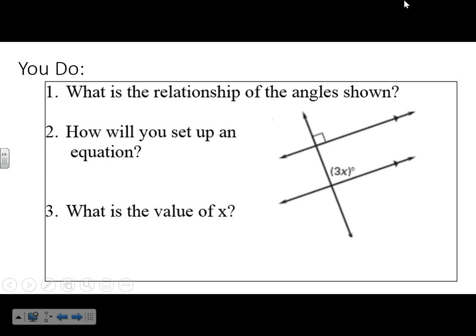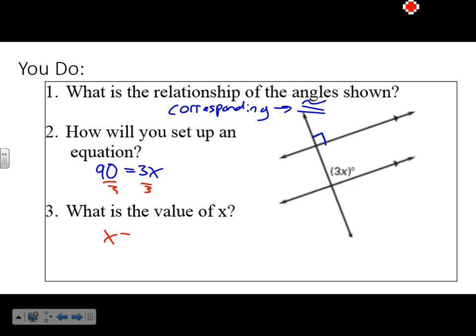So the next one. So now we're going to be doing some solving for this. So what is the relationship to the angles we know? This is 90 degrees and this is 3x, but they're corresponding. And then I'm going to put with that, that means they are congruent. So how will you set up the equation? Well, if they're congruent, they're equal. So the top one is 90, that's what that box means, is equal to 3x. When you solve that, you divide both of them by 3. You get x is equal to 30.